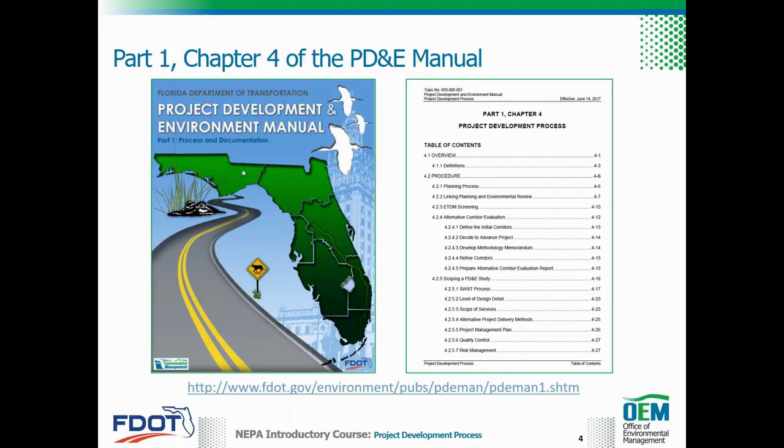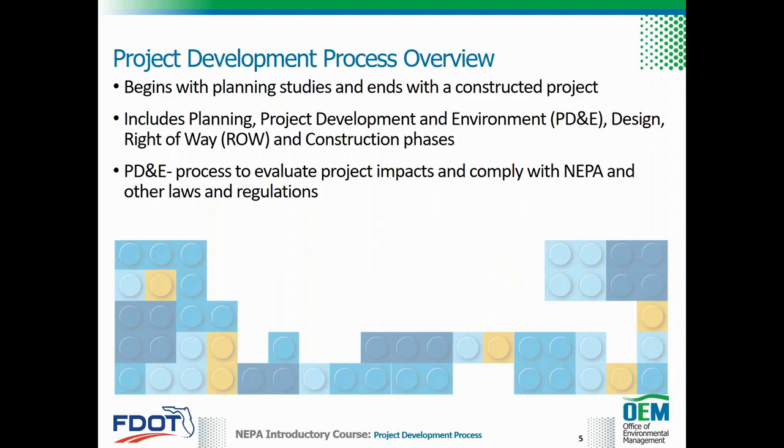Guidance on the project development process is provided in Part 1, Chapter 4 of the PD&E Manual. You may want to have this chapter handy as you go through this training. This chapter is available on FDOT's Office of Environmental Management website using this link. This link also connects you to other chapters of the PD&E Manual that are referenced throughout this training. The project development and delivery process begins with planning studies and ends with a constructed project.